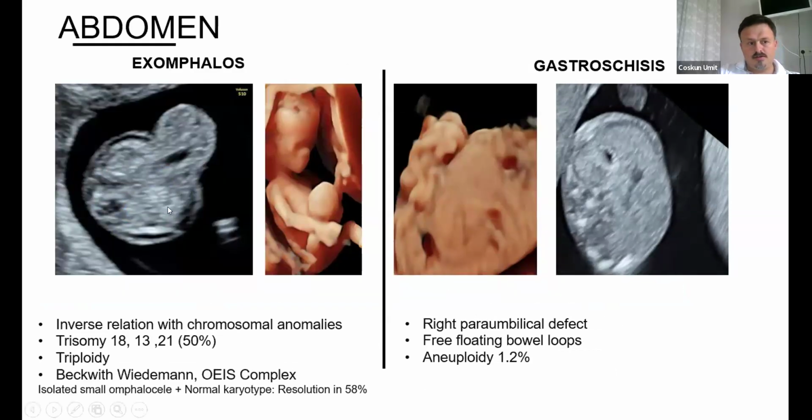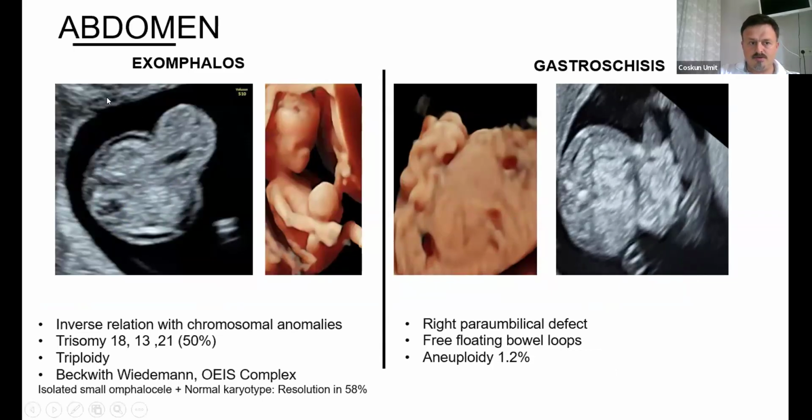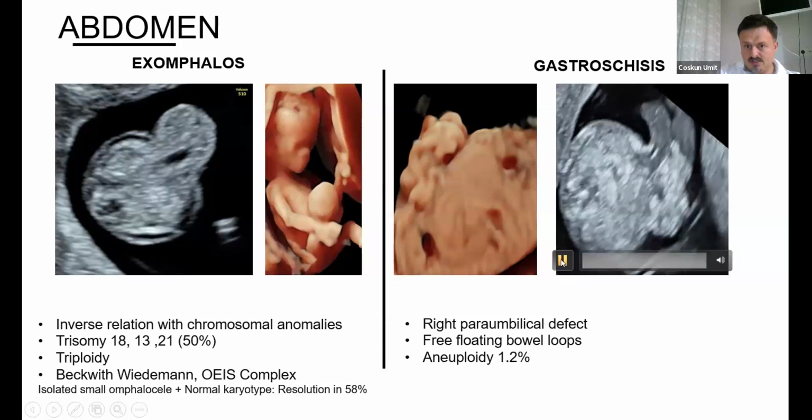Abdomen, it is an easier part because we can check the baby when we are taking the abdominal circumference. If we see a protrusion like this, it is a very important clue for exomphalos and some trisomies, especially trisomy 18, and the back with Weidman. Here is the 3D picture of the same baby. And this is the gastroschisis.